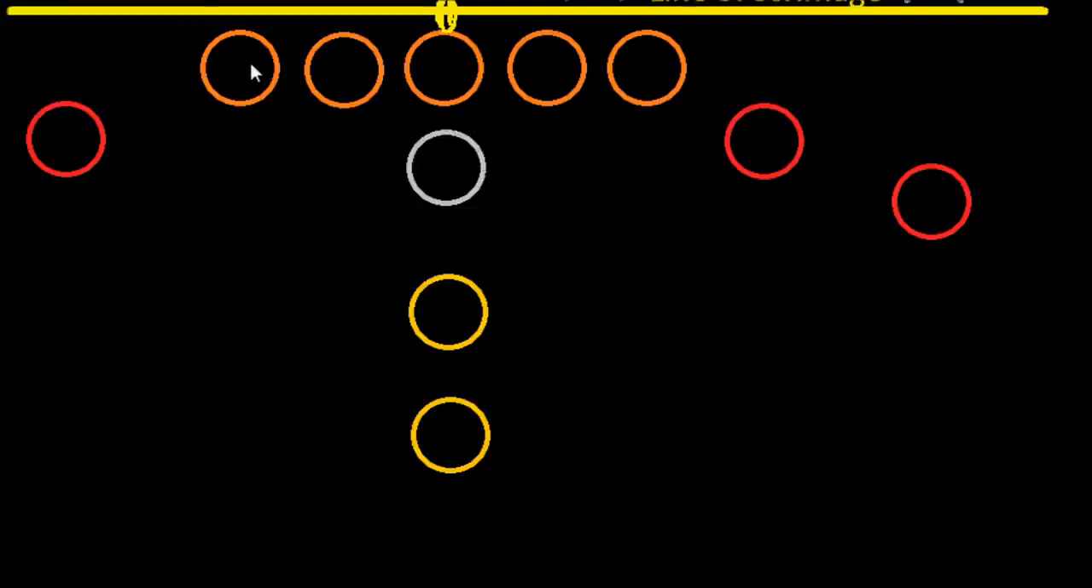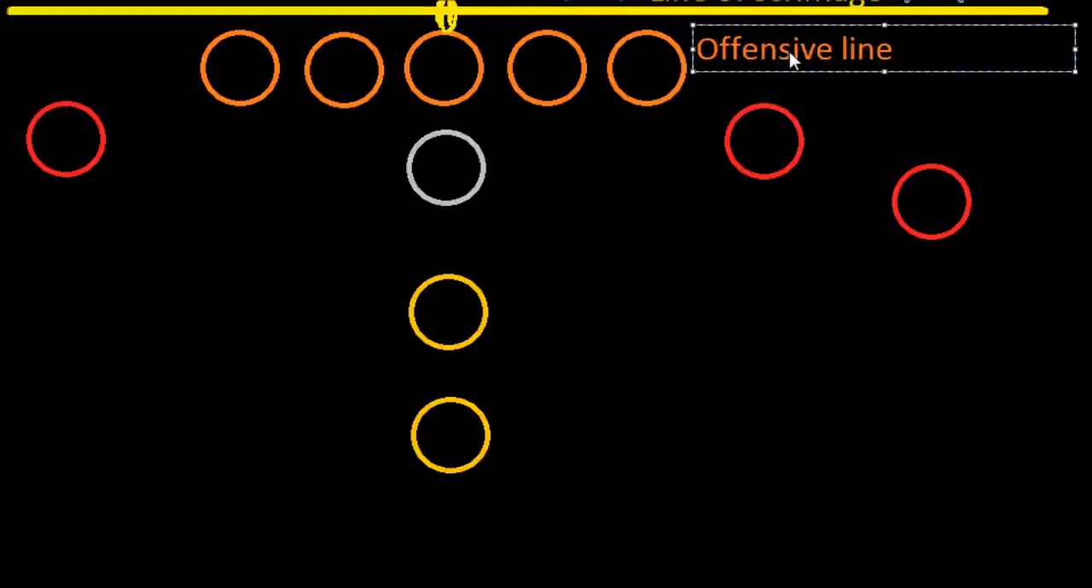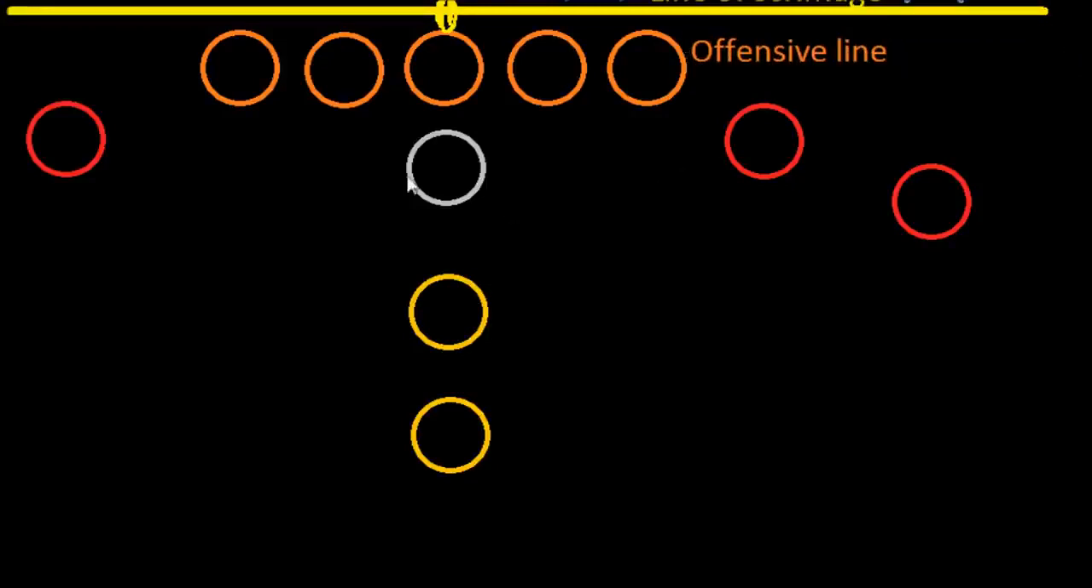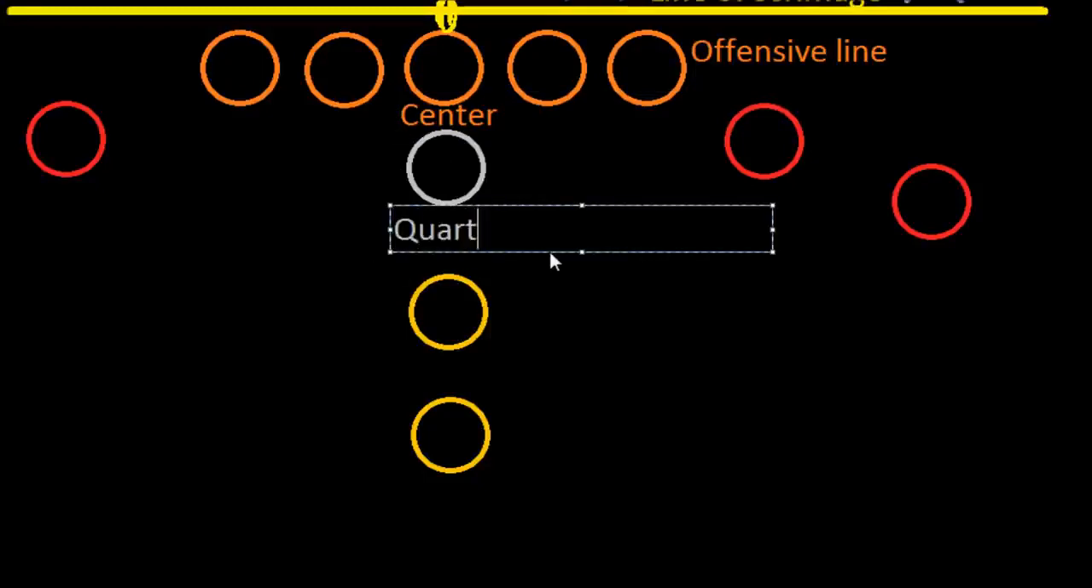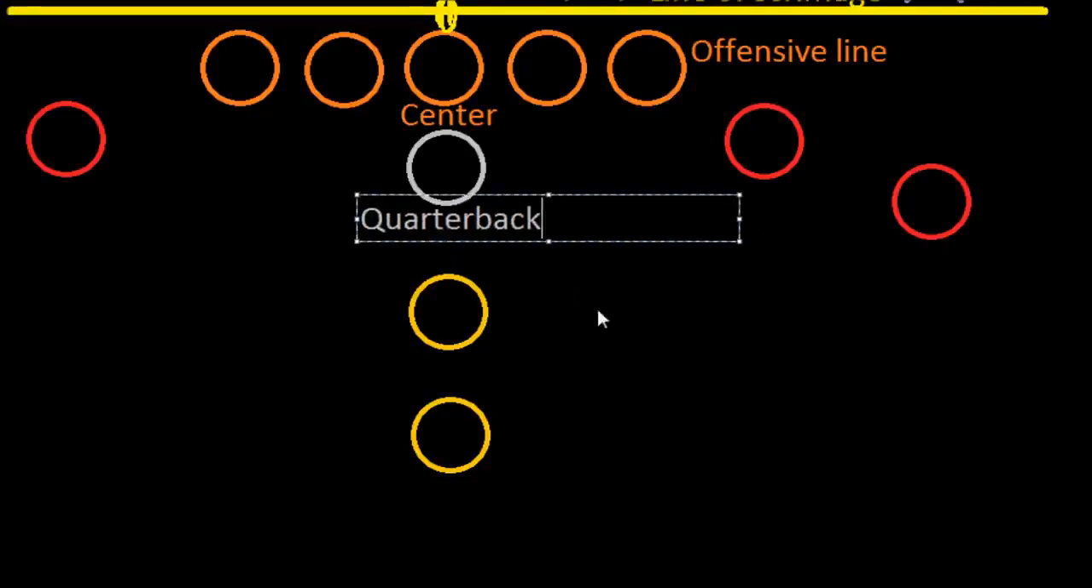And the offense will start with the offensive line. So that's these orange guys here. This is the offensive line. As you can see, there are 5 guys in the offensive line. The man in the middle is fittingly called the center, and the center is going to be the man who snaps the ball back to the quarterback. So we'll get back to him in a second. The quarterback is the guy there, the gray guy standing behind the center.